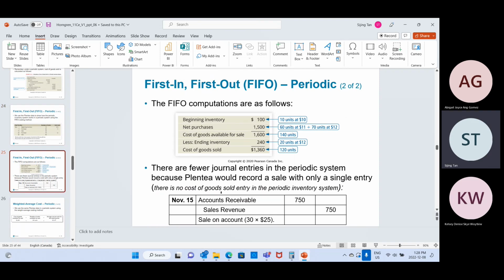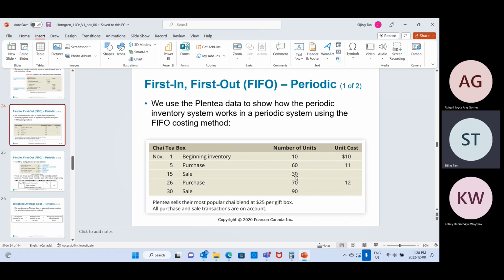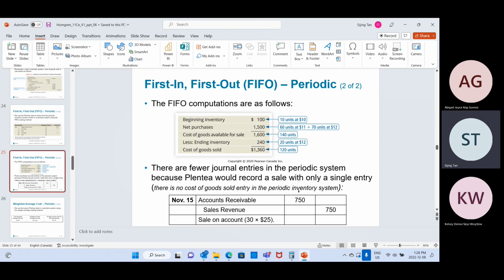Now under periodic, there's only one journal entry you need to make, right? Because there's no physical count or tracking during the period. So we simply debit accounts receivable and credit sales revenue. Because the first sale, we sell 30 boxes on November the 15th. So there are 30 boxes times $25 per box.